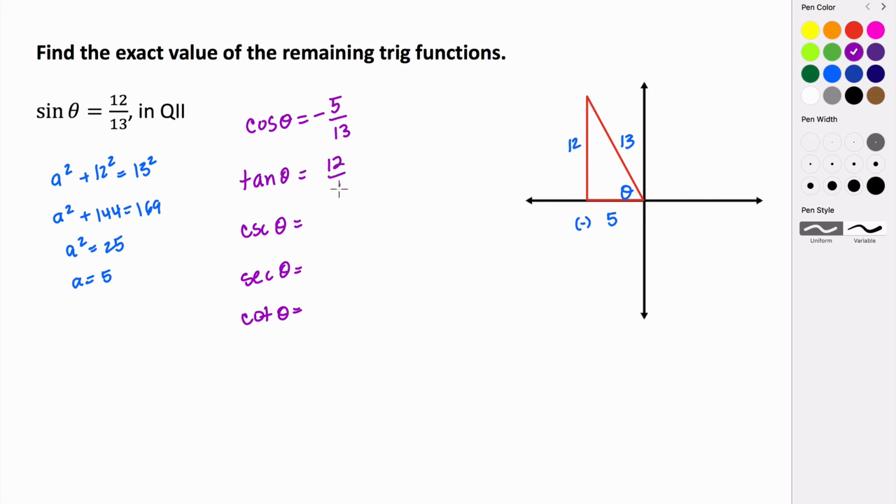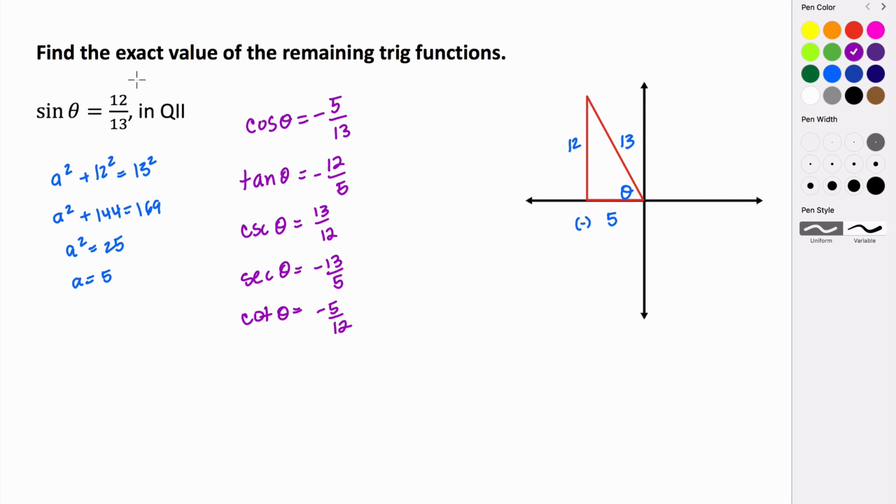So 12/5, that's negative. The cosecant is the reciprocal of our sine. So the sine is 12/13, we are given that. So its reciprocal is 13/12. The secant is the reciprocal of the cosine, so it's negative 13/5. And the cotangent is the reciprocal of the tangent, so it's negative 5/12.